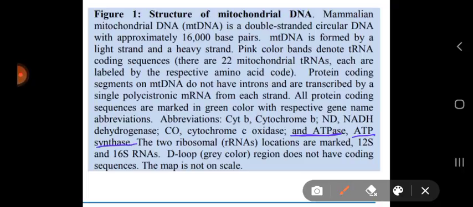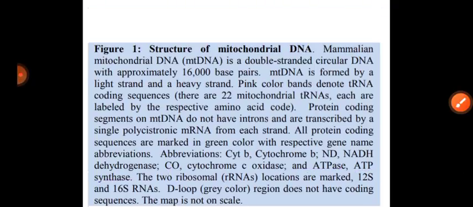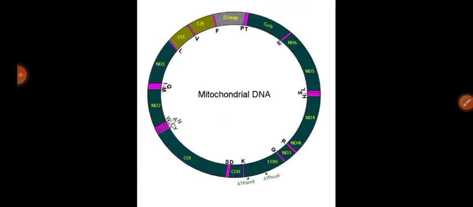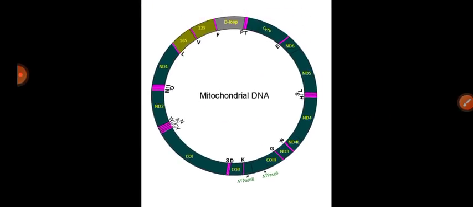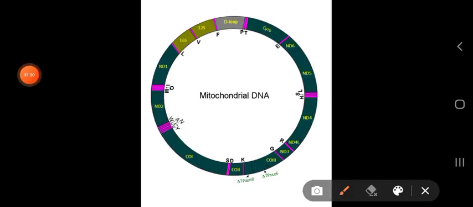So in this way the whole mitochondrial DNA is marked. If I make it smaller, it will look like this. You can take a screenshot for writing the notes. Otherwise I will also send you the picture in your WhatsApp group.